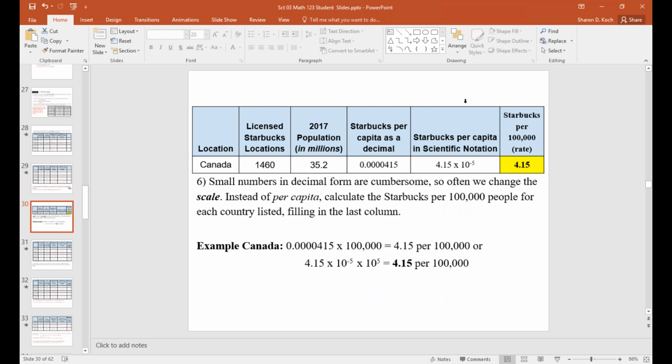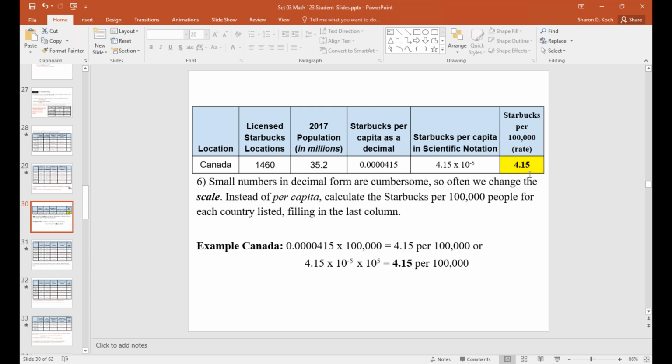Okay, so what we're going to want to do is figure out the number of Starbucks per a group of the population. In this case, they said we're going to figure out how many per 100,000 people. Now, how do I do this? Once we get the per capita value, all we're going to do is multiply that decimal times the population we want to compare it out of. So in this case, we're going to take this times 100,000 and we're going to get 4.15.